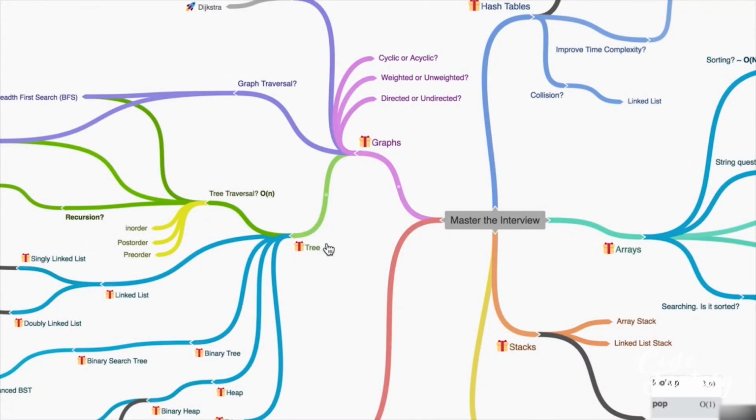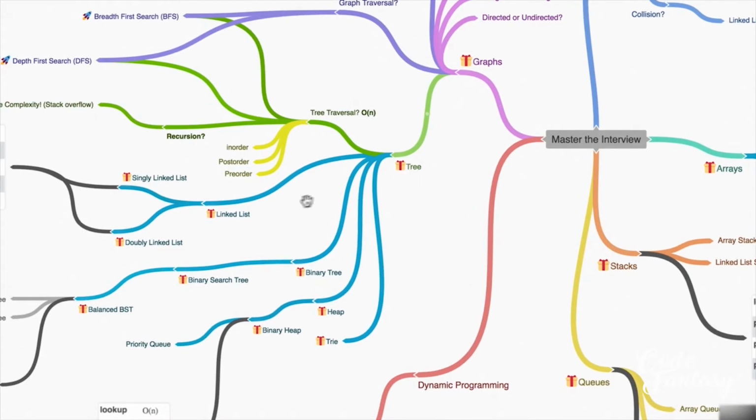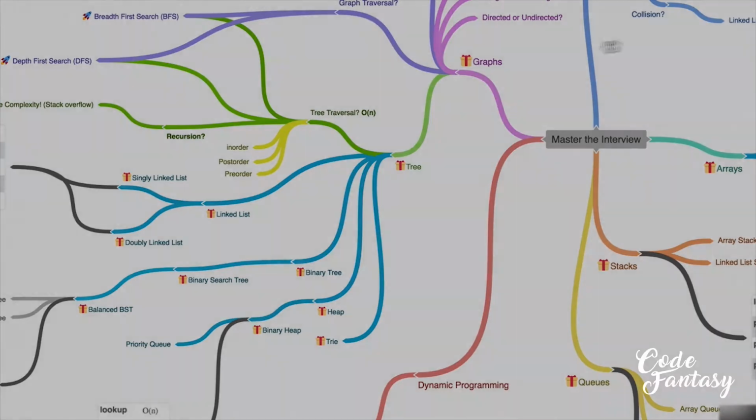And as you can see in our mind map, graphs encompass things that we've learned before, such as trees and linked lists. Linked lists are a type of tree. Trees are a type of graph. So in the next couple of videos, let's learn all about graphs.